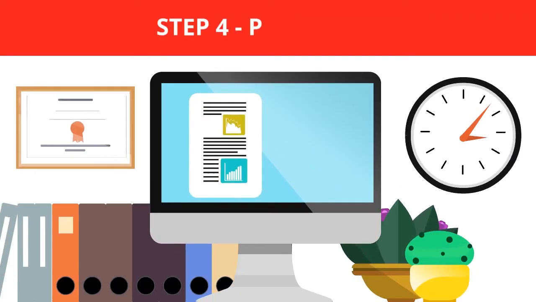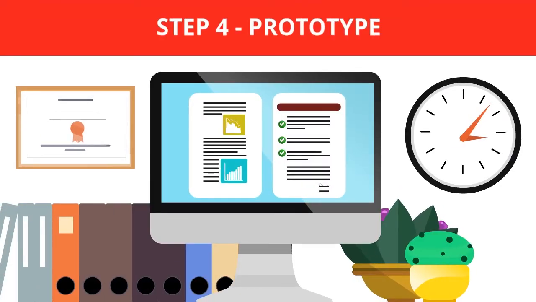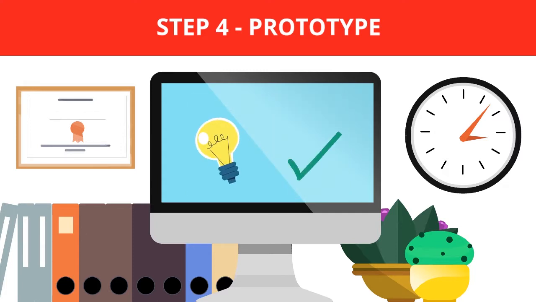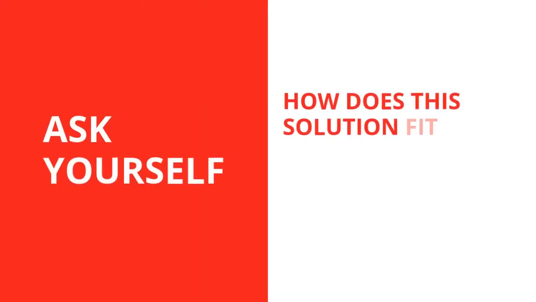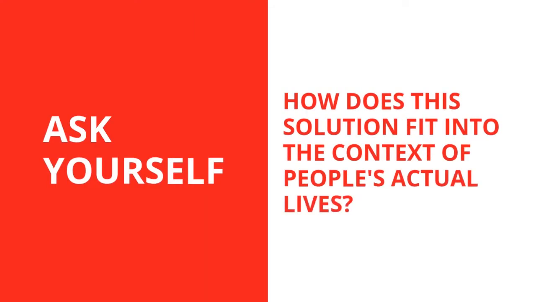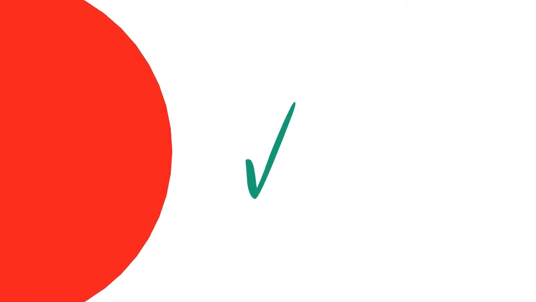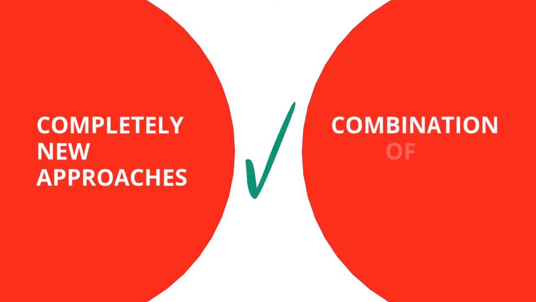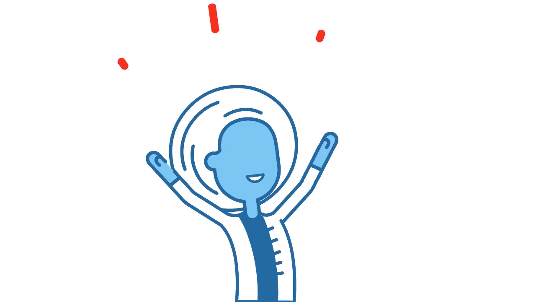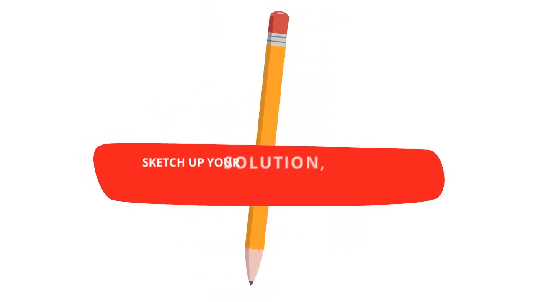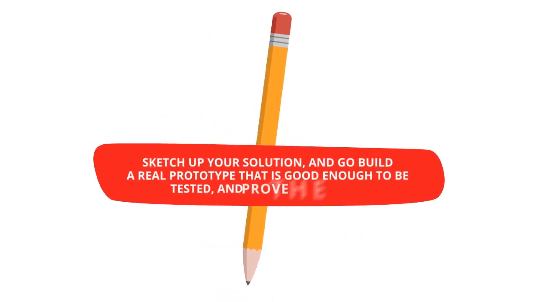Step 4. Prototype. This part of the process involves reflecting on all the feedback that was received from the various ideas and solutions. It involves asking yourself, how does this solution fit into the context of people's actual lives? The solution may involve completely new approaches or a combination of new and already existing ways of solving the problem. Once there is clarity on this, you can sketch up your solution and go build a real prototype that is just good enough to be tested and prove the concept.